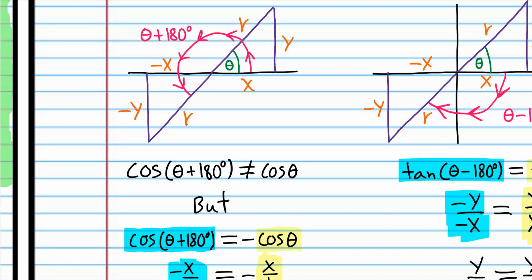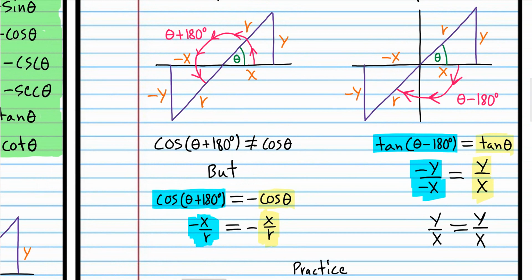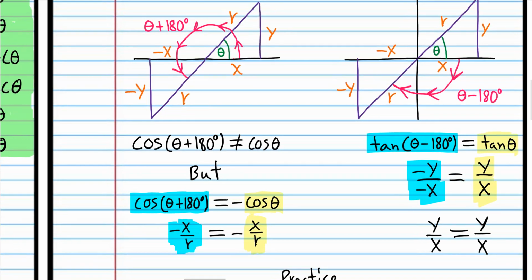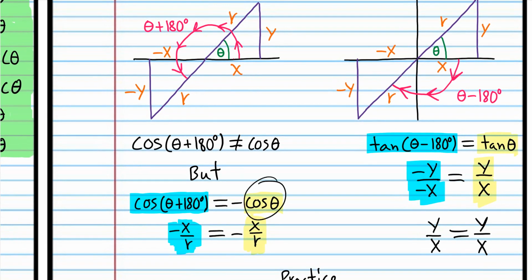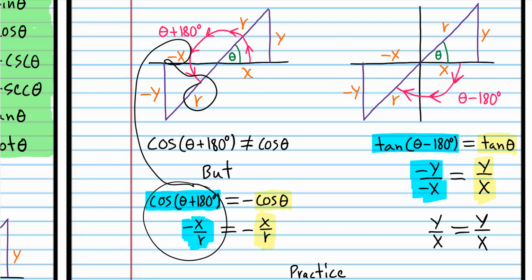Again, the reference angles are the same. So what that means is cosine theta plus 180 is not equal to cosine theta. But if we just write this negative symbol to change the sign, then they are equal. Because again, cosine theta is the yellow x over r. If you put a negative in front of it, then when you find the blue cosine theta plus 180, which is negative x over r, they're now going to be equal.